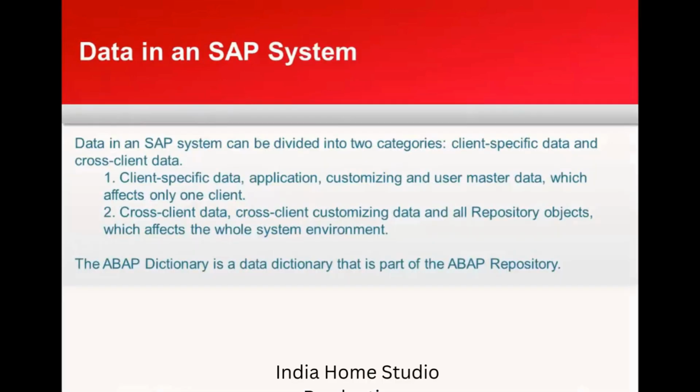Now, data in an SAP system. Data in an SAP system can be divided into two categories: client-specific data and client cross-client data. Client-specific data is basically the application data, customizing and user master which affect only one client. Cross-client data is the cross-client customizing data and all repositories which affect the whole system environment. The ABAP dictionary is a data dictionary that is part of the ABAP repository.